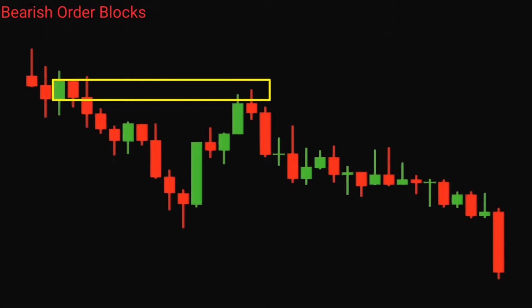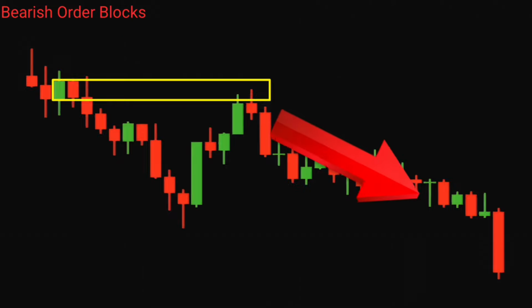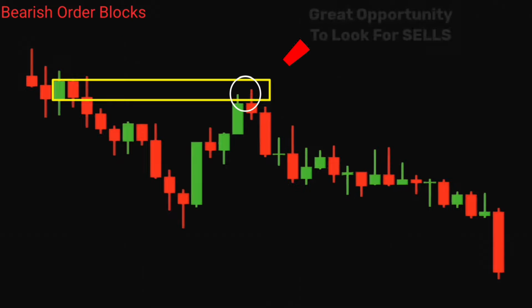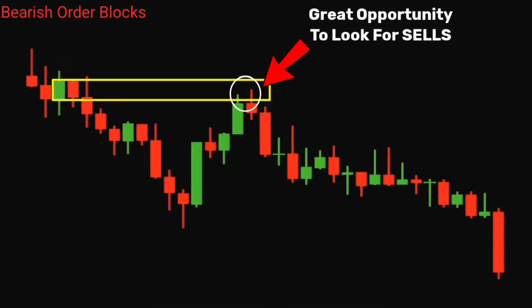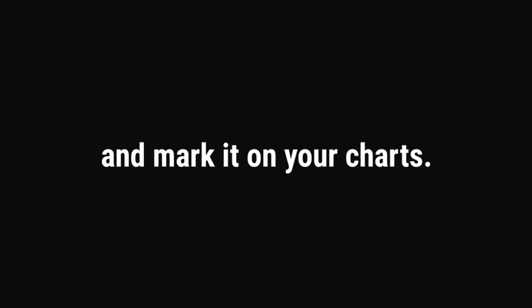And as you can see here, after that sharp drop, price retraced back into the order block, clearly filling the orders of the major market players before continuing its move downward. Clearly, the pullback followed by a push into the order block right here was the perfect opportunity to look for sells. Yeah, so that's basically the bearish order block explained in a nutshell. Now you understand what it is, how it works, and how to spot and mark it on your charts.